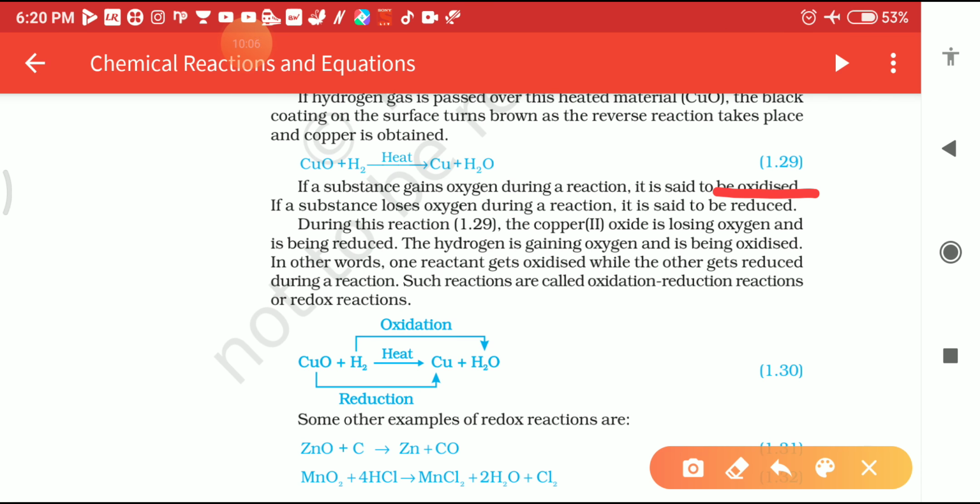If a substance loses oxygen during a reaction, it is called reduced. I told you oxidation means addition of oxygen and removal of hydrogen. And in reduction, what is here? Addition of hydrogen and loss of oxygen is called reduction, or we can say it is said to be reduced here. Now during this reaction 1.29, let's explain this one reaction. See nicely.